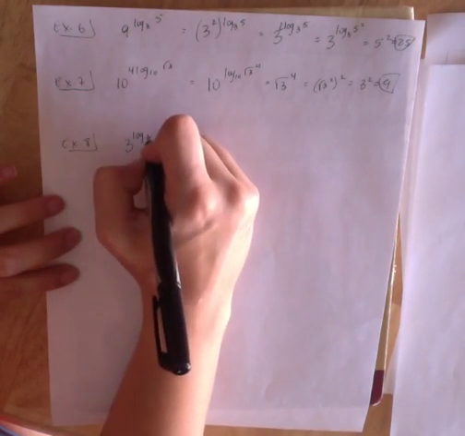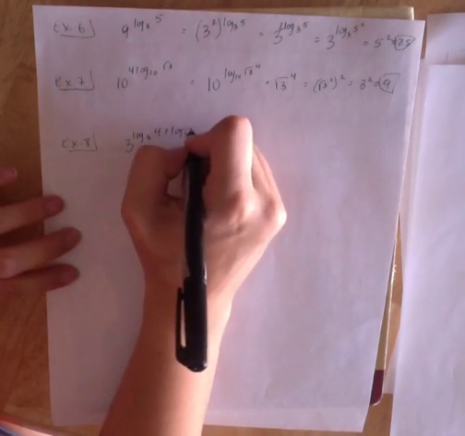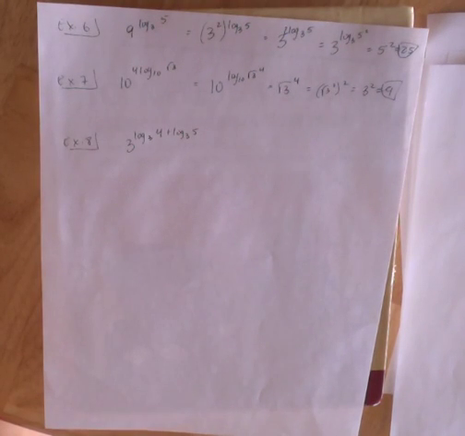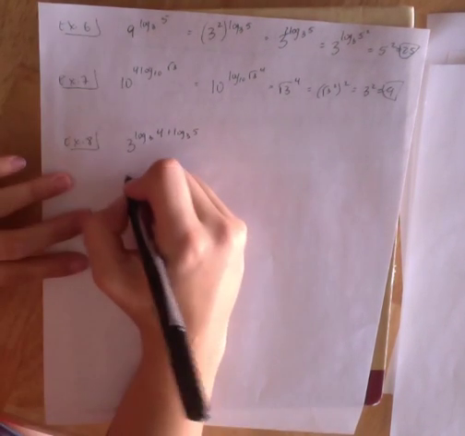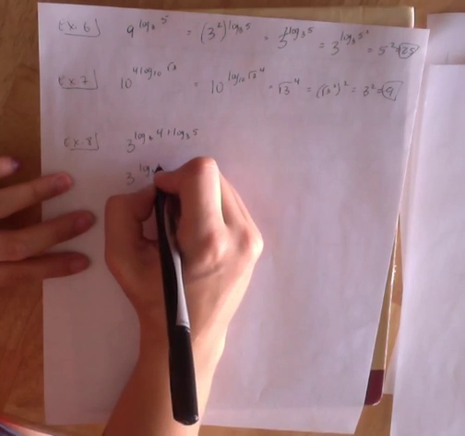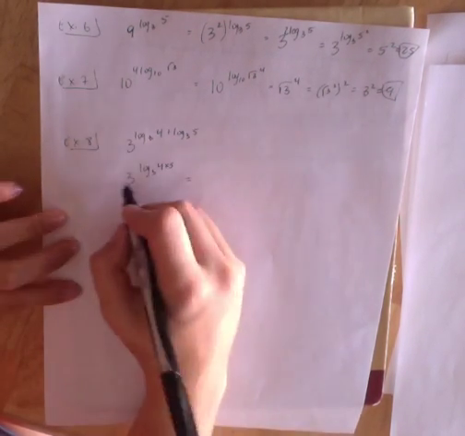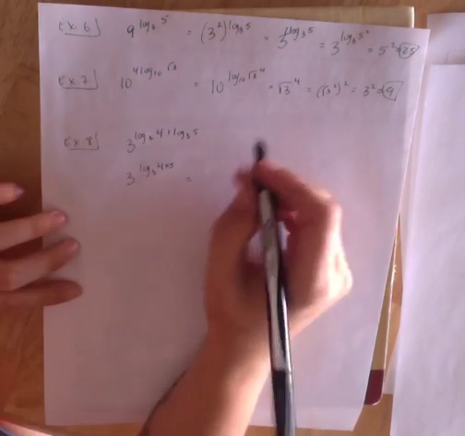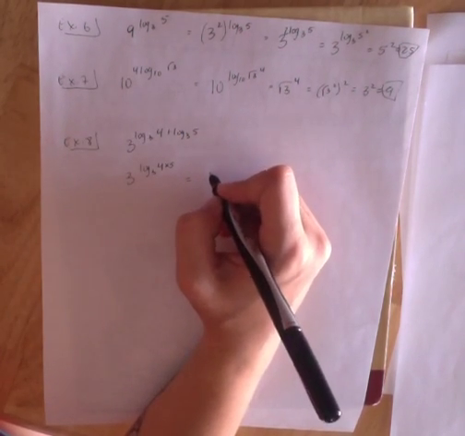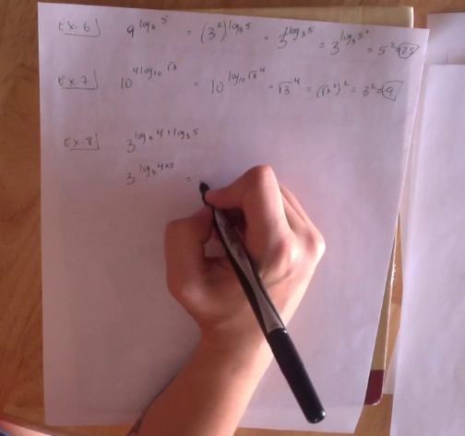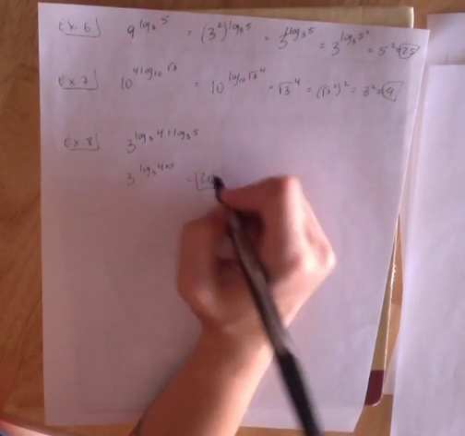3 to the log base 3 of 4 plus the log base 3 of 5. If I have two logs of the same base being added, I can rewrite it as the log base 3 of 4 times 5. And that just gives me 3 to the log base 3 of 4 times 5, right? That gives me 4 times 5, or 20.